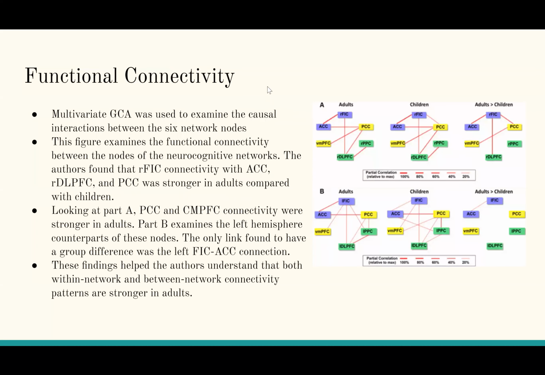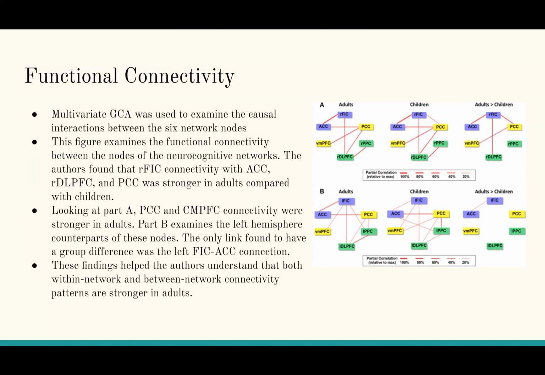This slide shows that a multivariate GCA was used to examine the causal interaction between the 6 network nodes. We already talked about GCA and how it's good for examining these causal interactions. The figure to the right examines the functional connectivity between the nodes of the neurocognitive networks. As we look at it, the authors found that the RFIC connectivity with the ACC node, DLPFC, and PCC was stronger in adults compared with children.